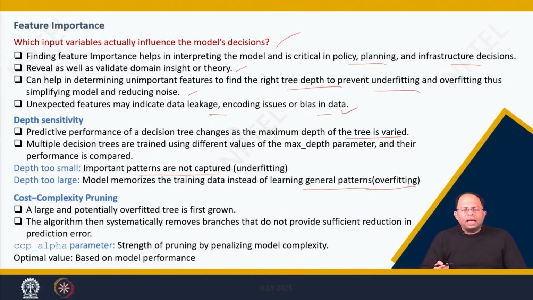And then of course there is the pruning task. If a tree is overgrown, then we can prune it. First we grow the tree, and then we decide how to prune it. We can systematically remove branches that do not provide sufficient reduction in prediction error. In the CART algorithm, we use the CCP alpha parameter, which takes care of that. The strength of pruning can be increased by penalizing model complexity. So the more complex the model is, the more we need to carry on pruning. The optimal value is based on model performance. We can run the model on test data, and then accordingly decide what the right parameter should be.